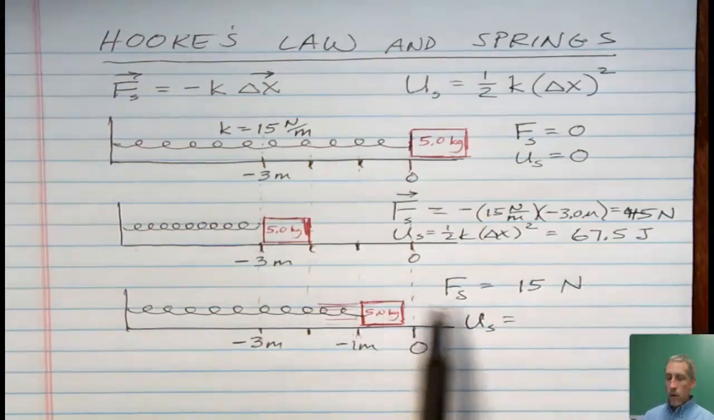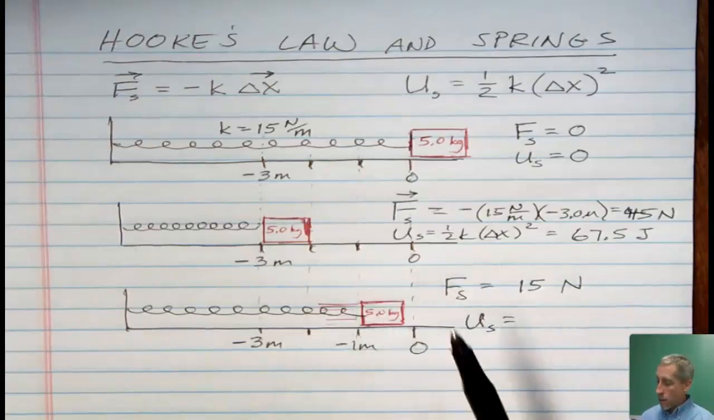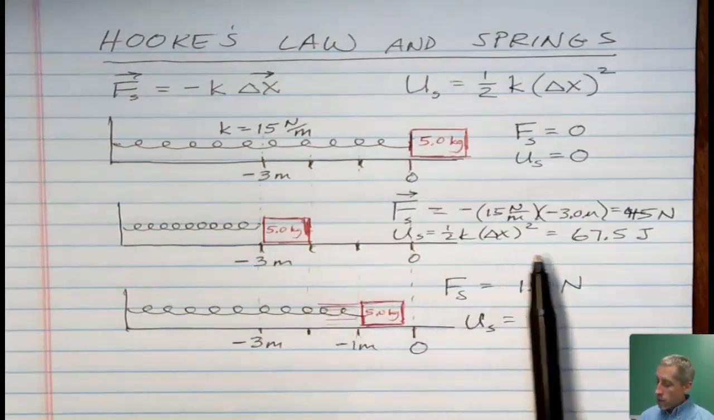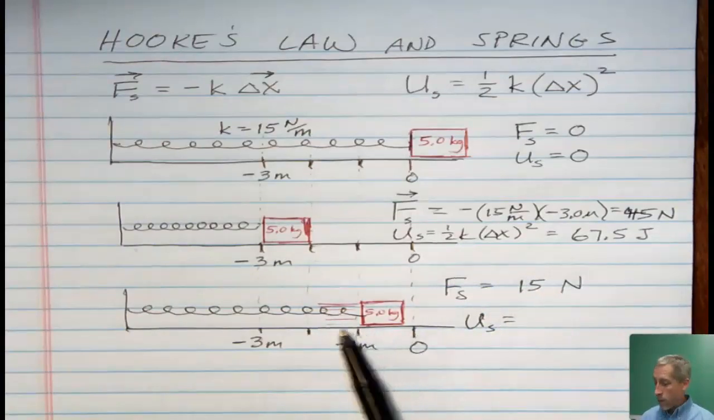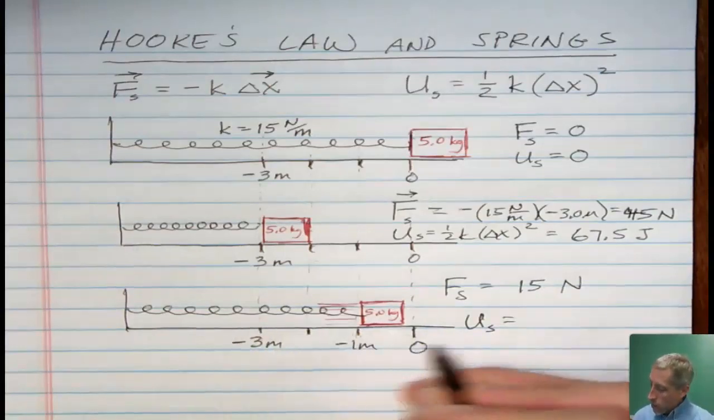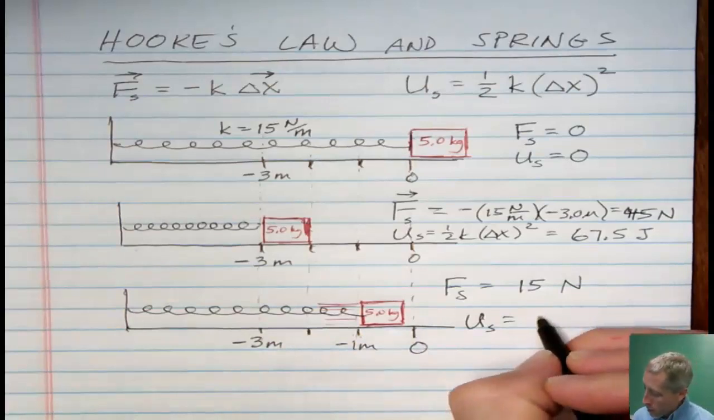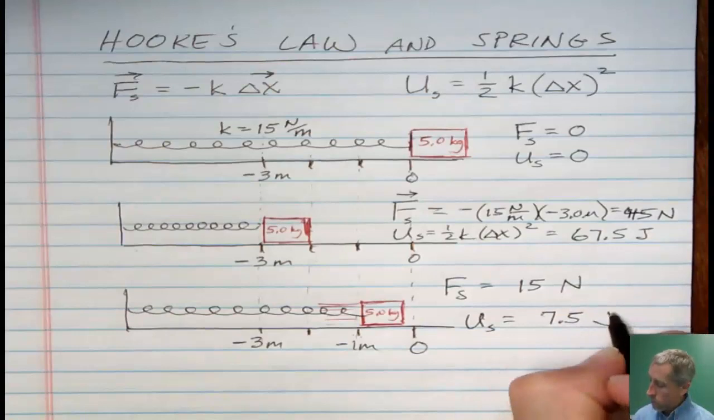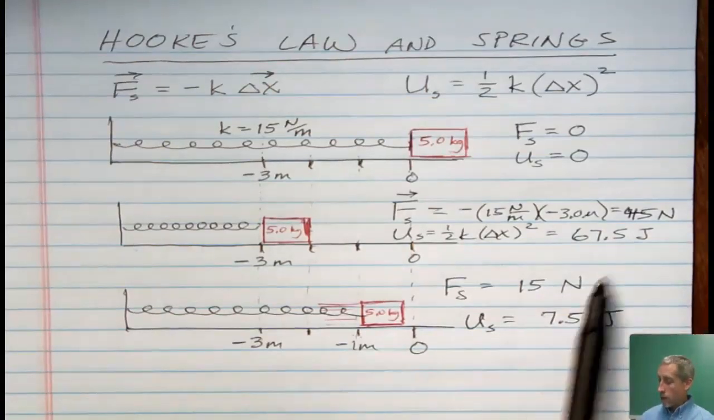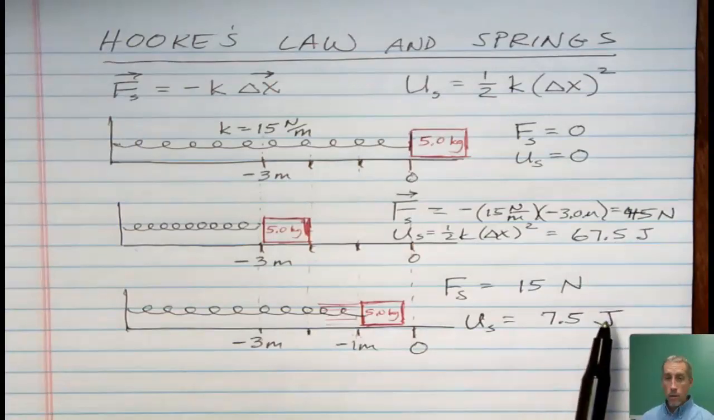So here's again another mistake students make: the delta x is how far it is from its relaxed state. It's 1 meter from its relaxed state. We would not use the 2 meters that it has moved from here to here. So when I plug in 1/2 kx squared, I get only 7.5 joules. That's a very tiny fraction. In fact, roughly about 1/10 or so of the energy that I had stored when I had moved it just 3 times as far.